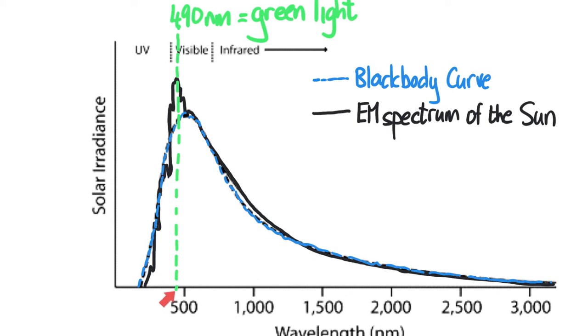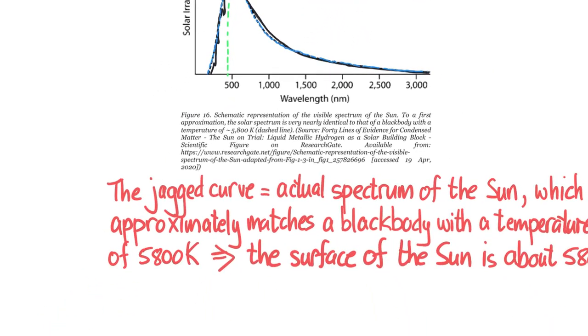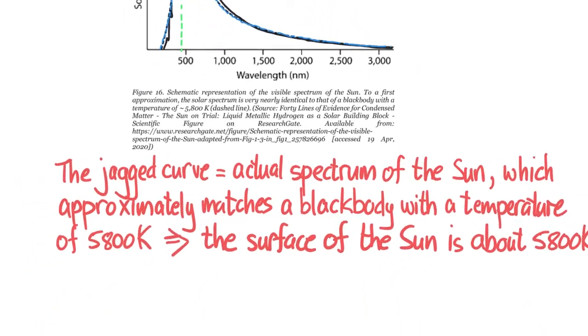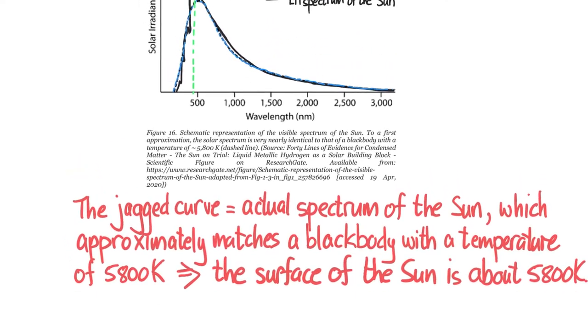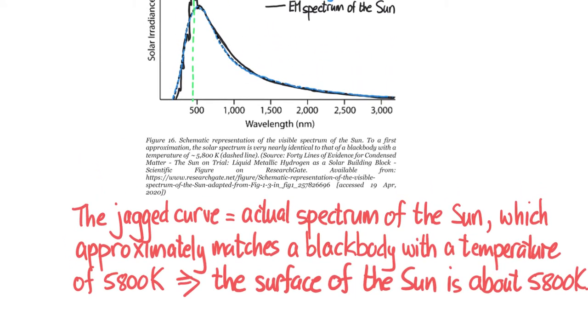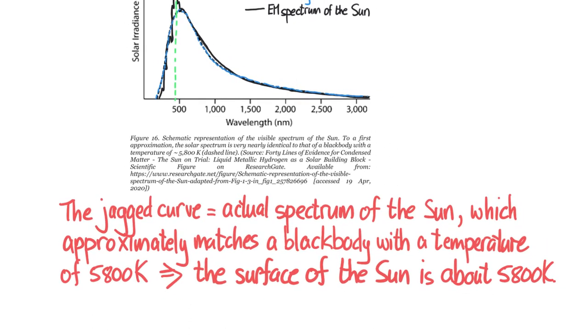Now we can work out what the associated temperature of a black body is to produce that curve. Now note that the peak of the Sun's curve is at around 490 nanometers, which is in actual fact green light. So when we look at the black body that would give us this shape, we find that it is a black body with a temperature of about 5,800 Kelvin, which gives us an indication that the surface of the Sun is approximately 5,800 Kelvin.